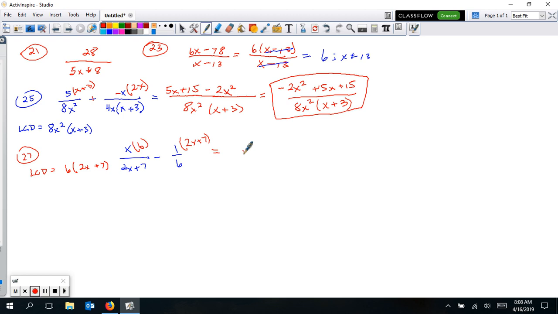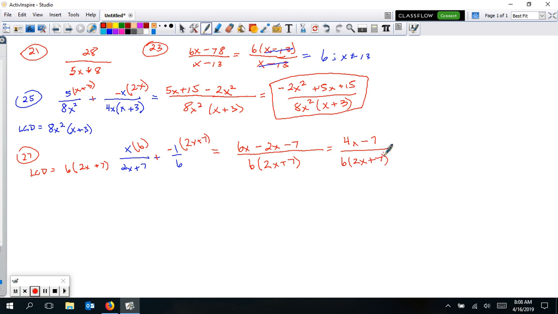And so now we can do all this on the top here. 6 times x would be 6x to start with. This is a negative 1, so you may want to make this a plus and make the 1 negative, so you can distribute negative 1 into this. That's just going to change these signs to negative 2x minus 7, and it's over the LCD of 6 times the 2x plus 7. And now we can combine some like terms here. We're going to combine 6x minus 2x to get 4x, then minus 7, over our common denominator 6 times the 2x plus 7.